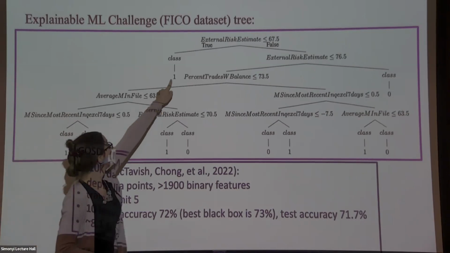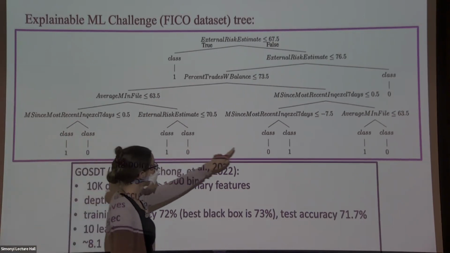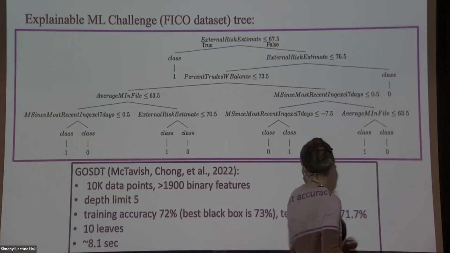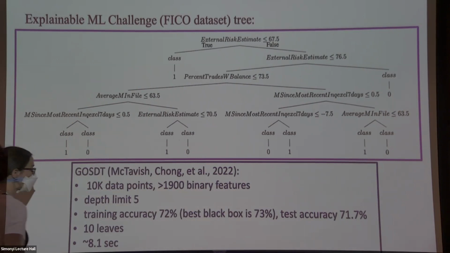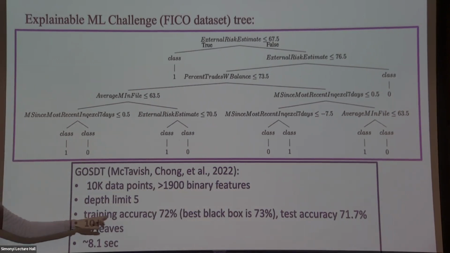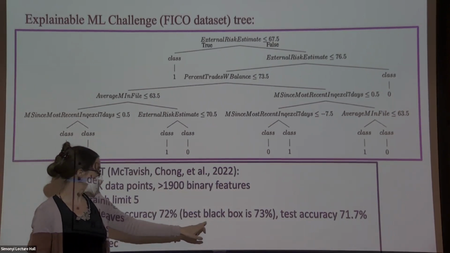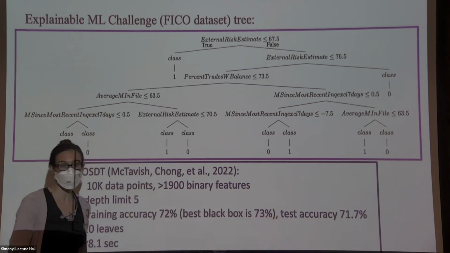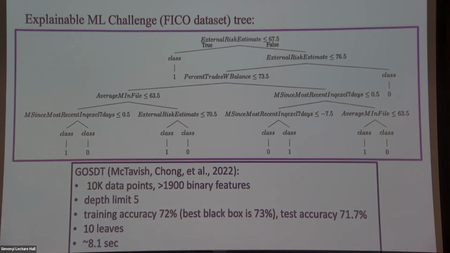1, 2, 3, 4, 5, 6, 7, 8, 9, and 10. This tree has training accuracy 72%. The best black box is 73. Test accuracy is very close to the training accuracy, so it generalized very well. And this tree was produced in 8.1 seconds. So it was produced very, very quickly.